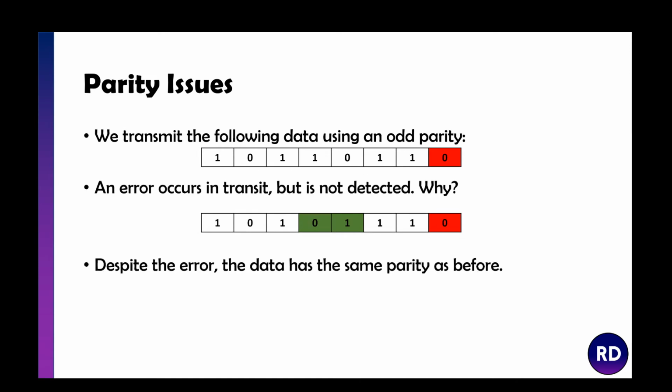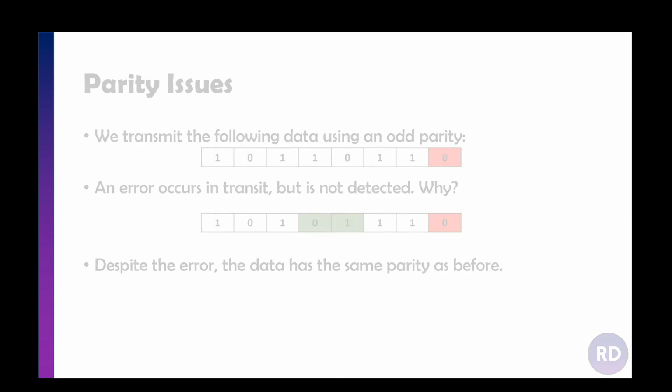However, there are some issues with parity. We transmit the data with the correct parity, so we've got 1, 2, 3, 4, 5 ones. An error occurs, but it's not detected, because these two are swapped around, so there's still the same number of ones, but the data's in the wrong order, so it's actually incorrect. Despite the error, the data still has the same parity, so that's an issue.